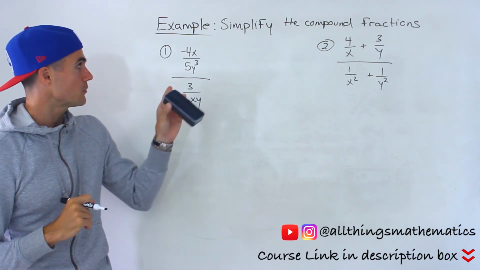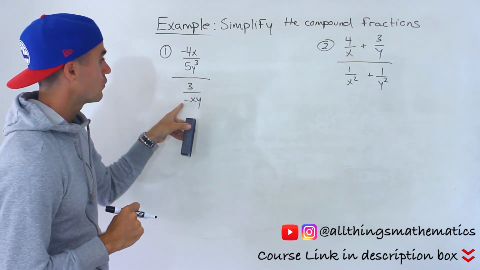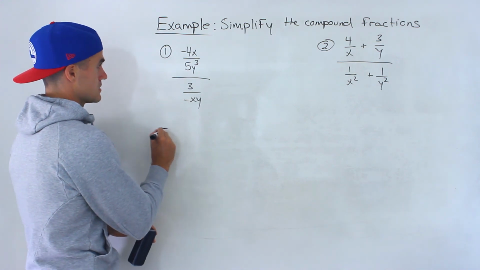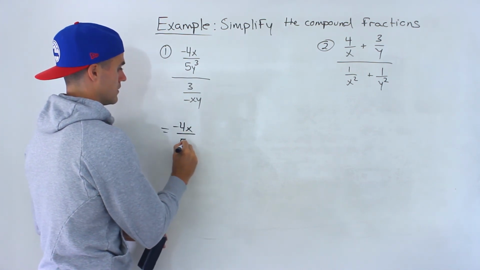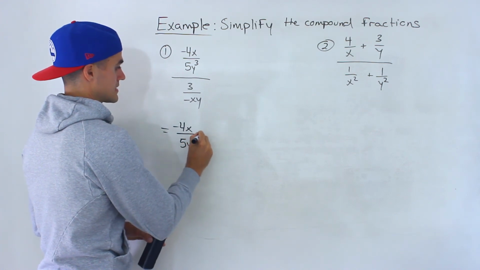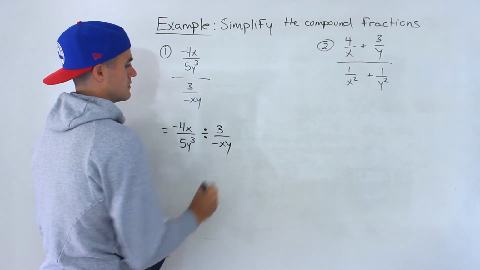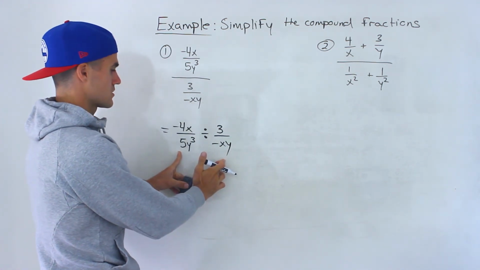In this next question, we have to simplify both of these compound fractions. Starting with number one, we have negative 4x over 5y to the 3, all over 3 over negative xy. I'm going to rewrite this as this divided by this. Right, this and this are the same, and I just feel like this is nicer to work with.